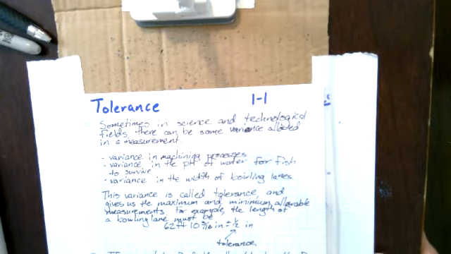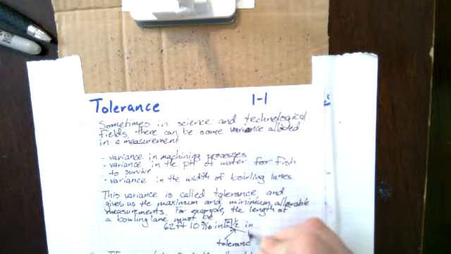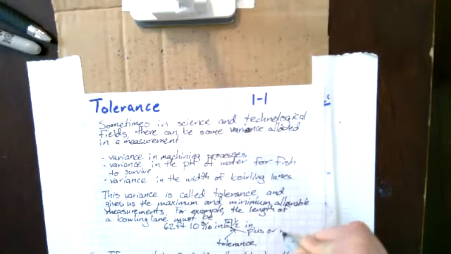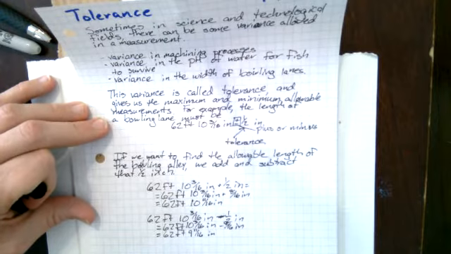So this variance is called tolerance and gives us the maximum and minimum allowable measurements. So for example, the length of a bowling lane must be 62 feet, 10 and 3/16 inches, plus or minus 1/2 inch. When we see this symbol right here, that means plus or minus. So if we want to find the allowable length of the bowling alley, we add and subtract that 1/2 inch.